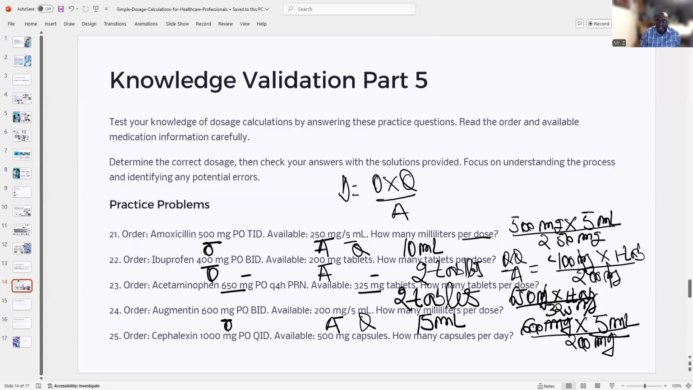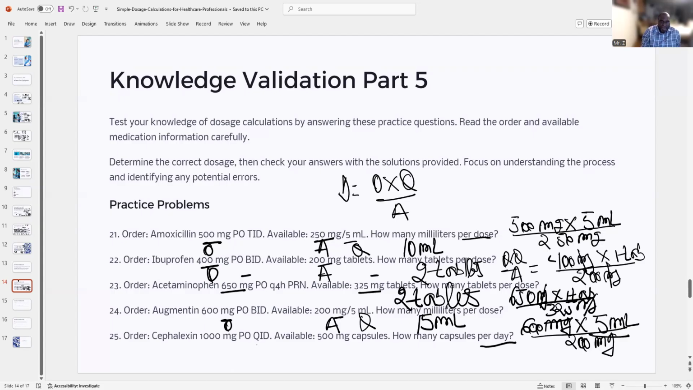Number 25. Dear friend, in 25, what are you looking for? How many capsules would you give per day? Remember, you were dealing with tablets. Now you have capsules. Same concept. The quantity is going to be 1. We are looking per day. We got QID. Your single answer at the end, you're going to multiply that by 4.